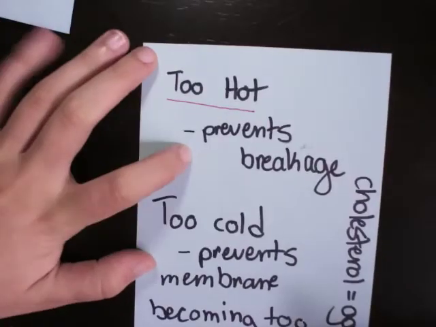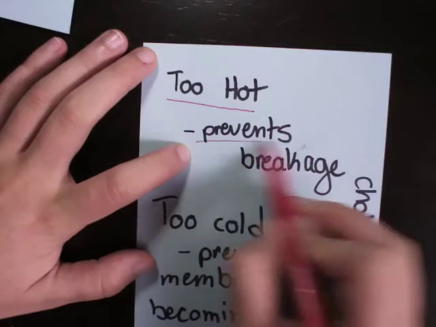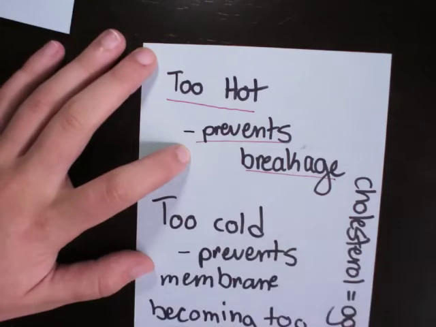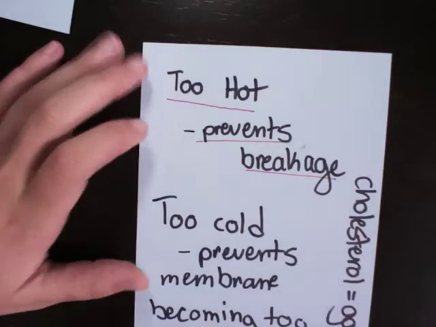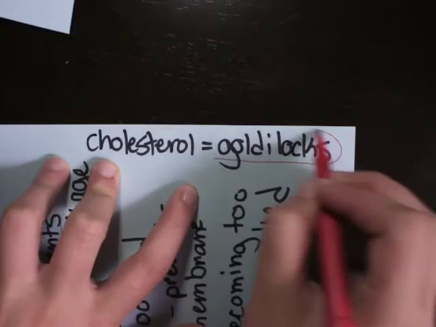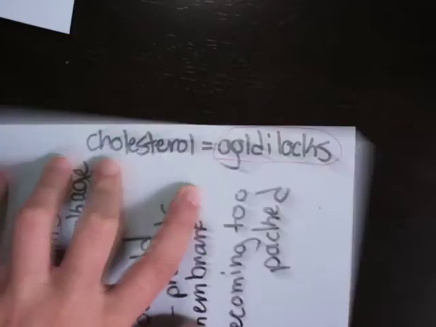So to keep this from happening, the cholesterol is inside the membrane to prevent that kind of breakage when things get too hot. It holds the membrane together even when things are moving at really high speeds. Now, it's kind of like Goldilocks. We know how it helps when things are too hot. How does cholesterol help when things are too cold?